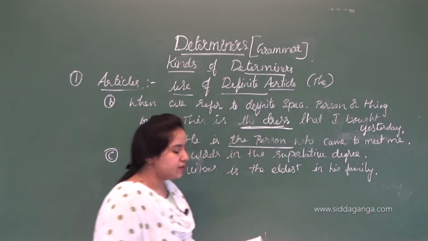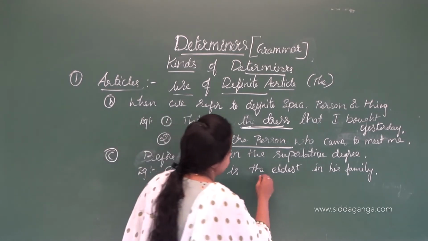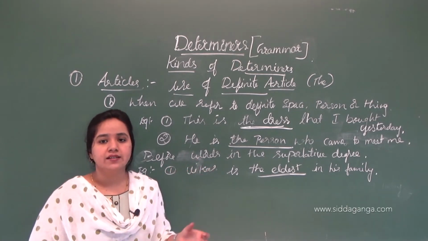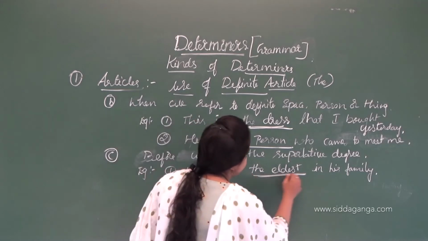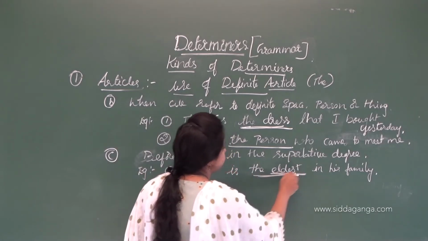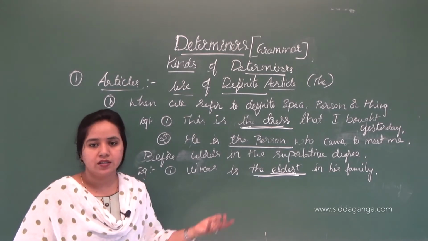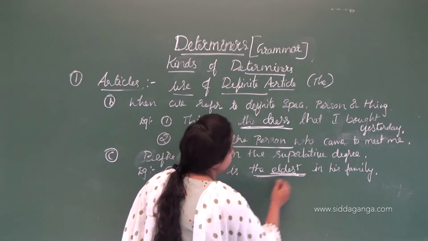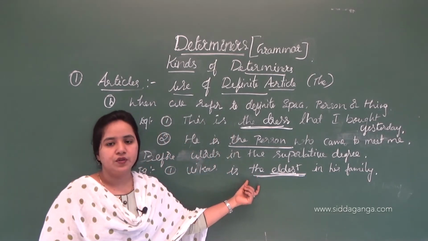So in this sentence, the superlative degree is the word eldest, which gives the highest possible degree of the adjective. There is no other person in the home who is elder, so he is the eldest in his family. In that situation we use the definite article before the noun.